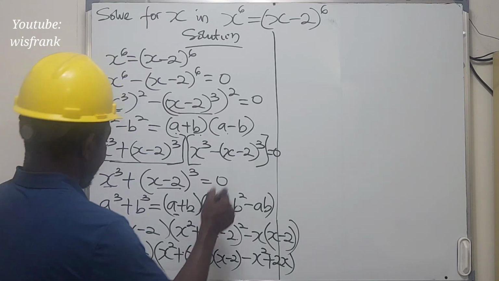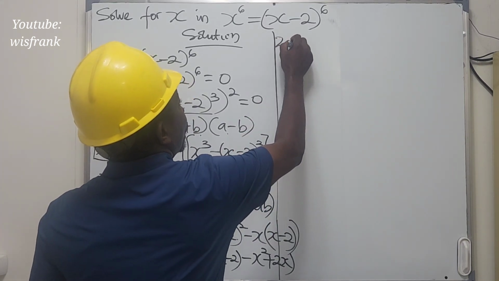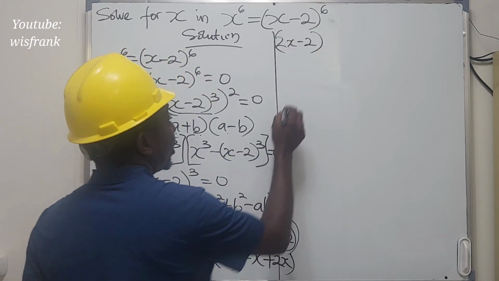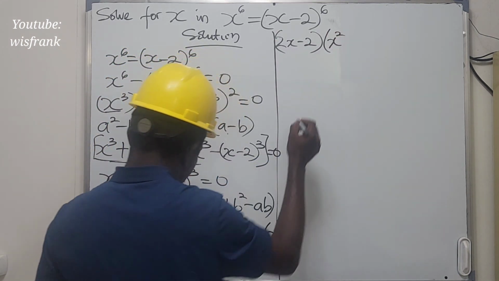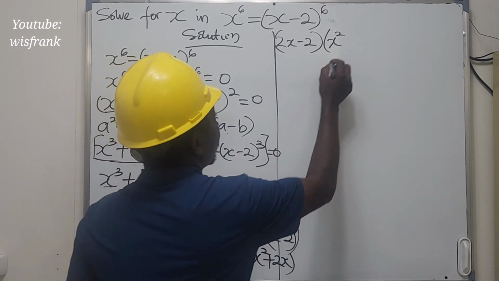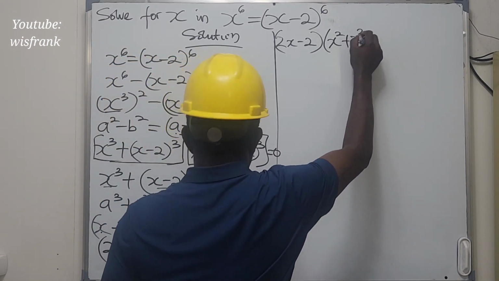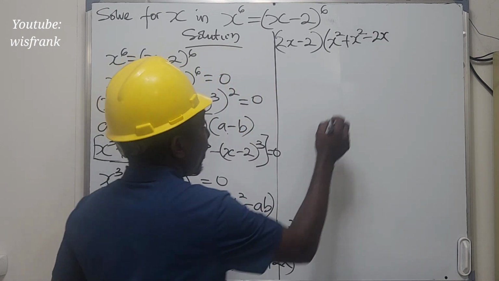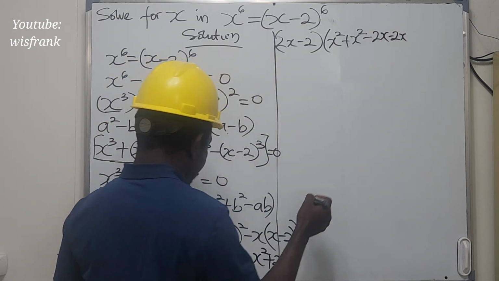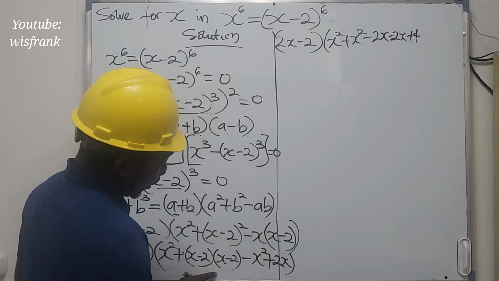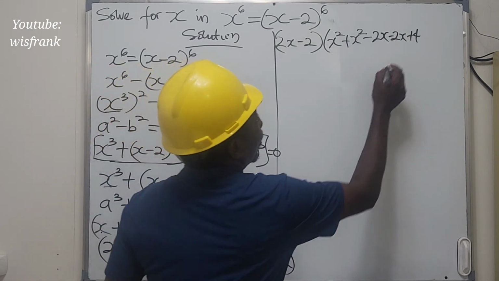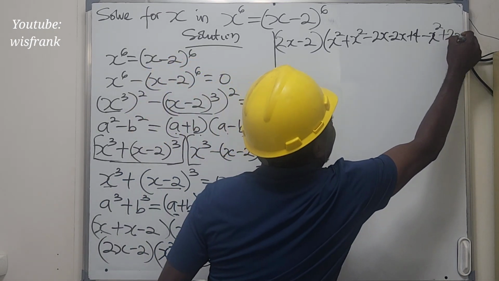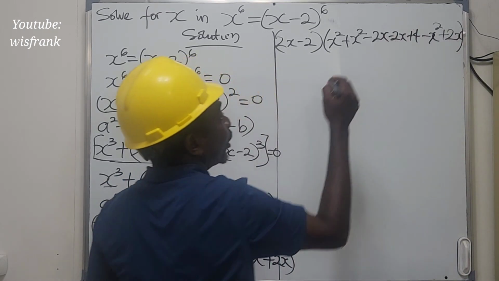So we can express this as we have 2x minus 2. That's for the first parenthesis. The second parenthesis, we have x to the power of 2. So multiplying this will give us plus x to the power of 2. We have minus 2x. Then we have here minus 2x. Then we have here plus 4. That is for this. So we have minus x to the power of 2. Then we have plus 2x. That is what we have for the second parenthesis.